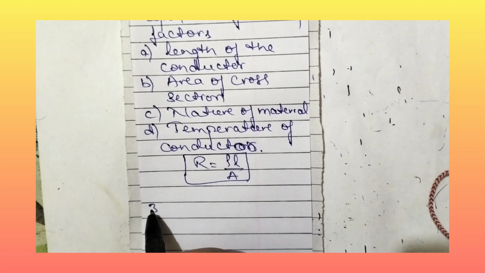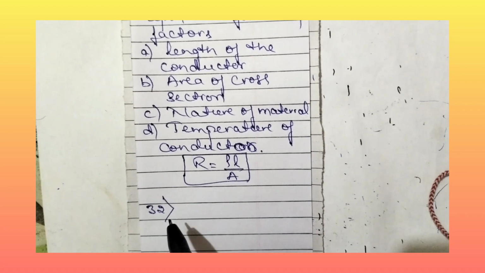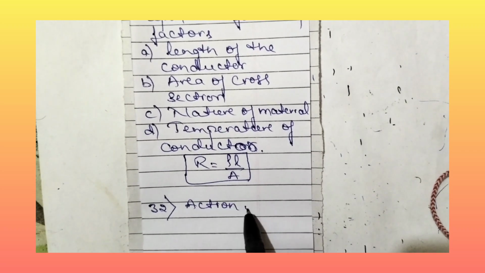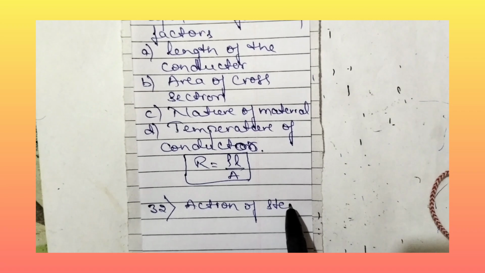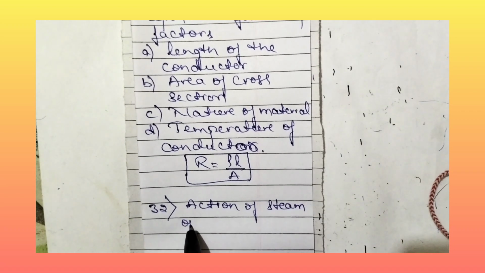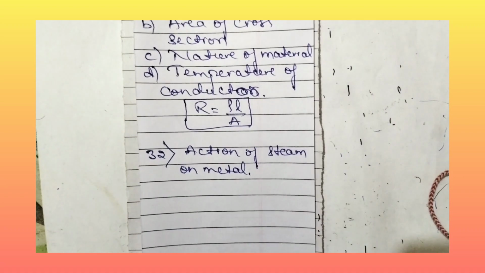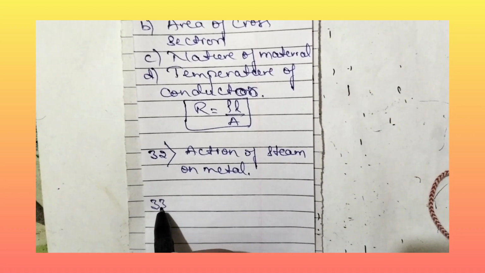Now let us move to question number 32. It is a diagram question: action of steam on metal. That is the diagram question. Now let us move to question number 33.